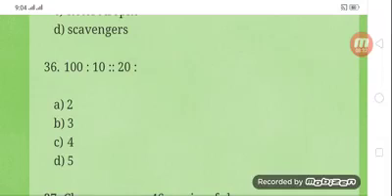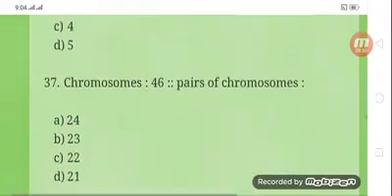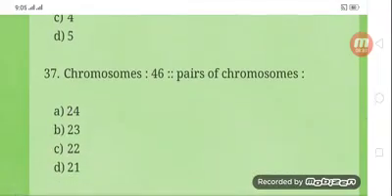100 is to 10, so just divide it by 10. So that's 20 divided by 10 is 2, which is letter A. 100 divided by 10 is 10. 20 divided by 10 is 2, which is letter A.